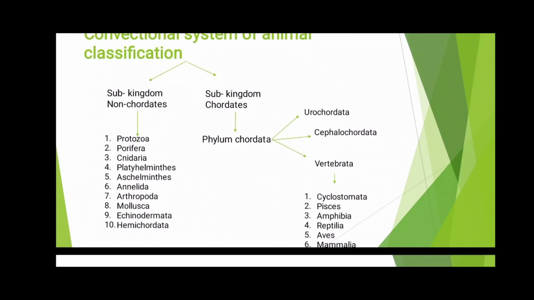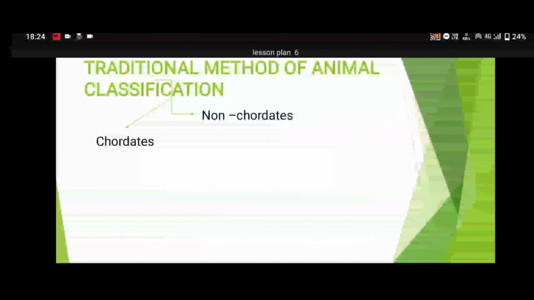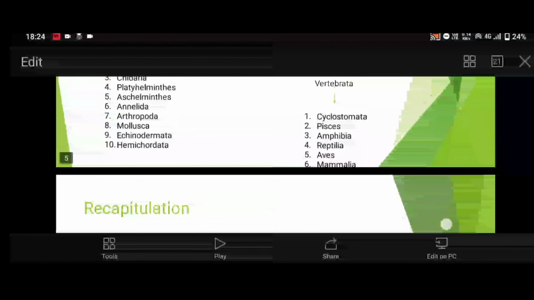Now let's move to the next phylum, that is Arthropoda. These animals have jointed appendages, and they are called arthropods. Planet Earth has the highest number of animals from this phylum. Okay?